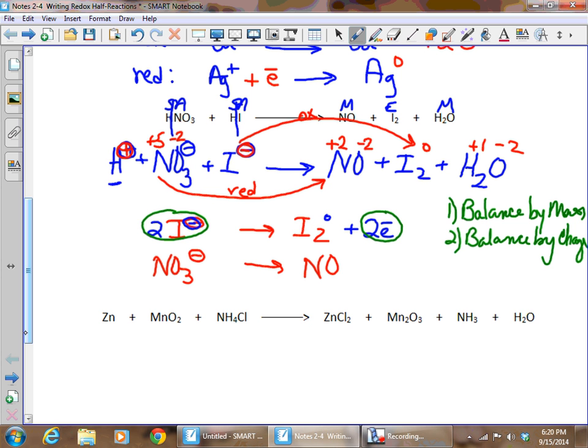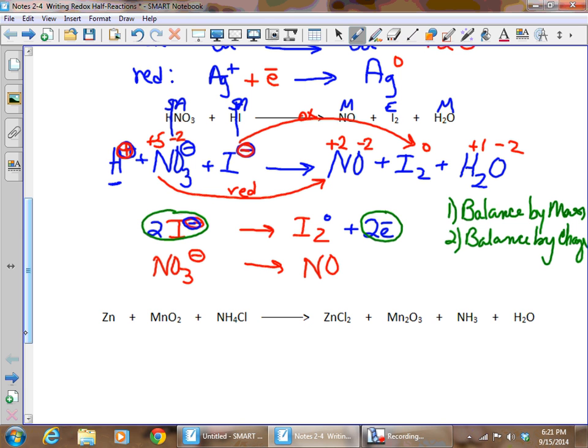Now the next one, we're going to learn more about balancing out oxygens and balancing the overall redox reaction in the next set of notes. But for today, all I'm worried about is that we balance by mass and charge for the actual element that's changing charge, that's changing oxidation number.